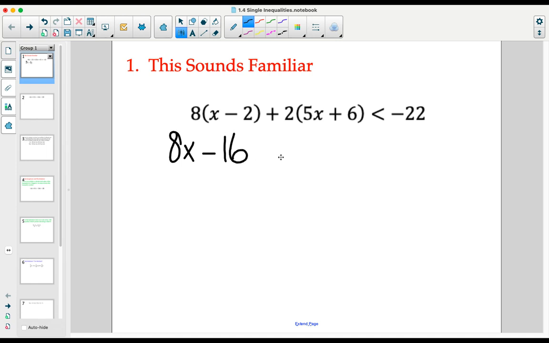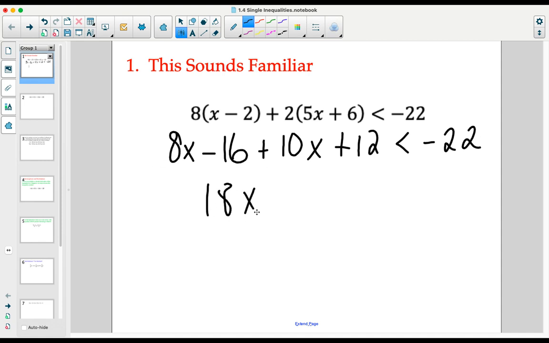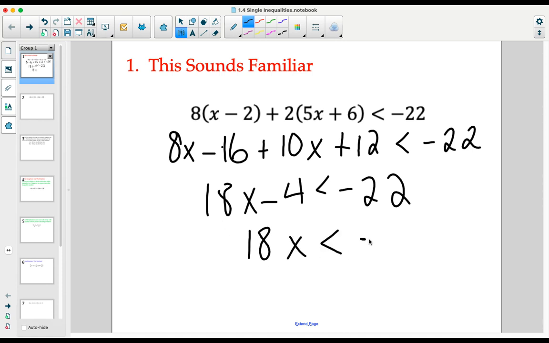The first parentheses gives us 8x minus 16. The second parentheses gives us 10x plus 12. And that will remain less than negative 22. The 8x and the 10x will form 18x. The negative 16 plus the 12 will make negative 4. And we'll finish by adding 4 to both sides, leaving us with 18x is less than negative 18. Dividing both sides by 18 leaves us with x is less than negative 1.